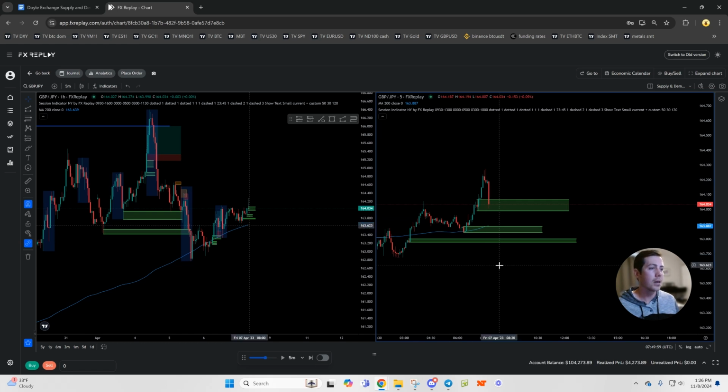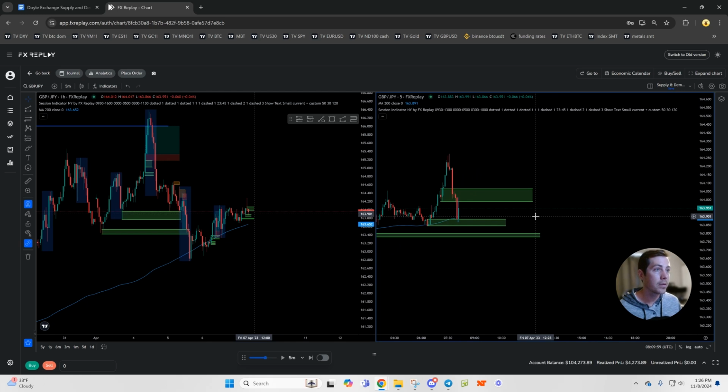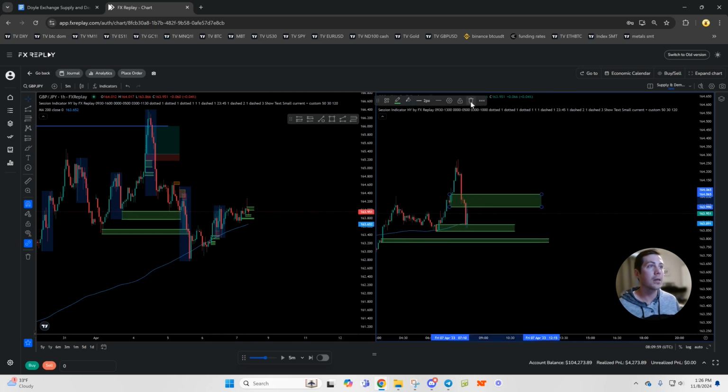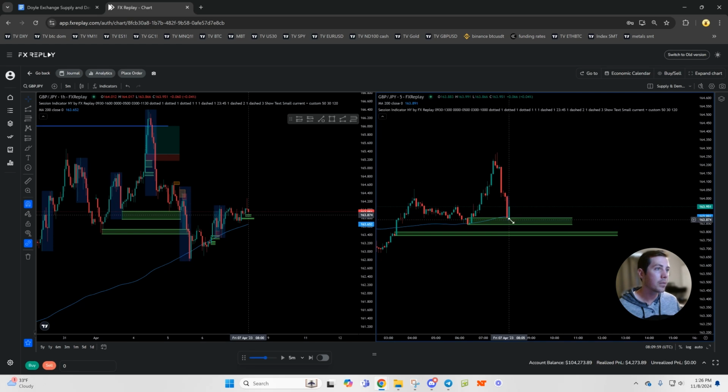I don't think London has actually opened yet. It opens at 8, so let me go forward a couple candles. Alright, so yeah, London has opened now. We have a wick into a demand level, so this is something I'm interested in. We'll go ahead and delete this one that wasn't valid. But you can see here we had price wick into this level.